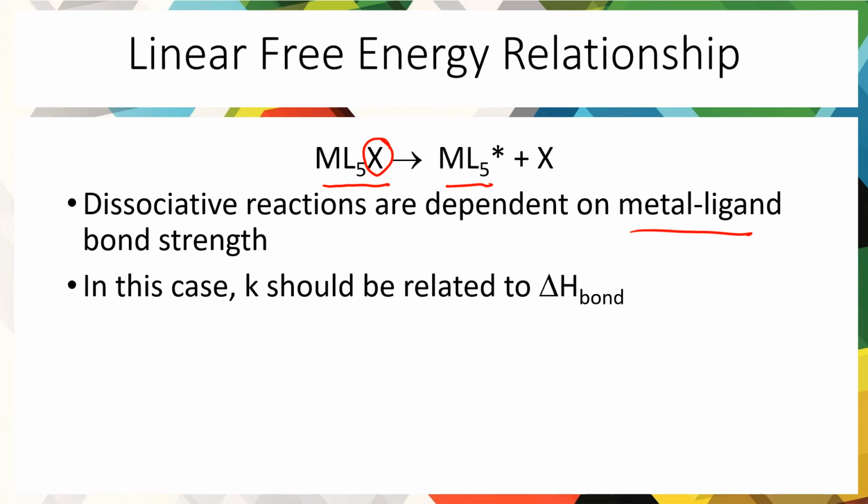dissociation reaction should be dependent on that metal ligand bond strength, okay? And so if that's the case, then the rate constant k should be proportional to that bond strength, delta H bond. And this is not a linear relationship, but we'll see how this works.